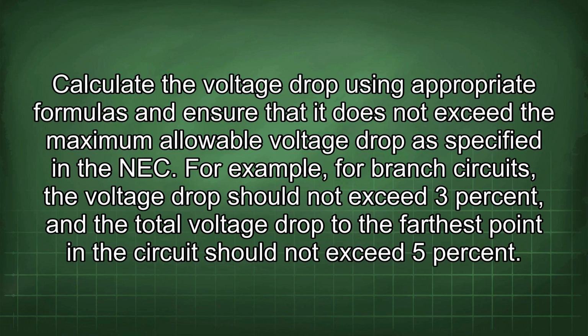Calculate the voltage drop using appropriate formulas and ensure that it does not exceed the maximum allowable voltage drop as specified in the NEC. For example, for branch circuits, the voltage drop should not exceed 3% and the total voltage drop to the farthest point in the circuit should not exceed 5%.